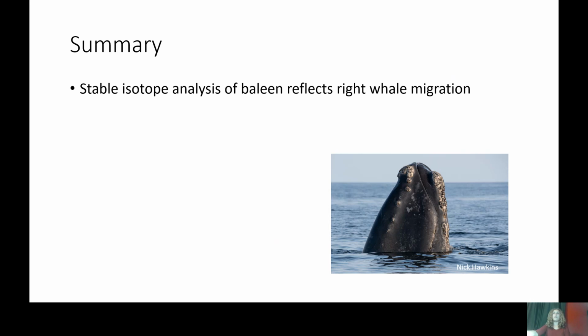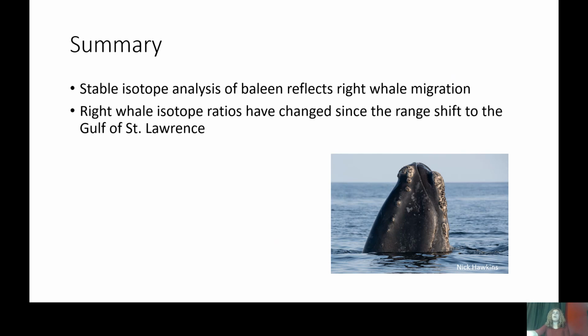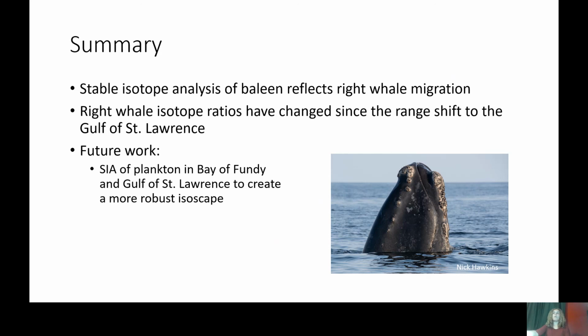So in summary, I found that stable isotope analyses of the baleen plates reflects right whale migration, and the right whale isotope ratios have changed since the range shift to the Gulf of St. Lawrence. But what does this change mean? More work is needed to find out if the isotope change could be due to changes in the right whale's diet, in their stress and fasting patterns, or in the spatial variability in the isotope ratios of their prey. We need a more robust isoscape in the Bay of Fundy and in the Gulf to better represent those areas.